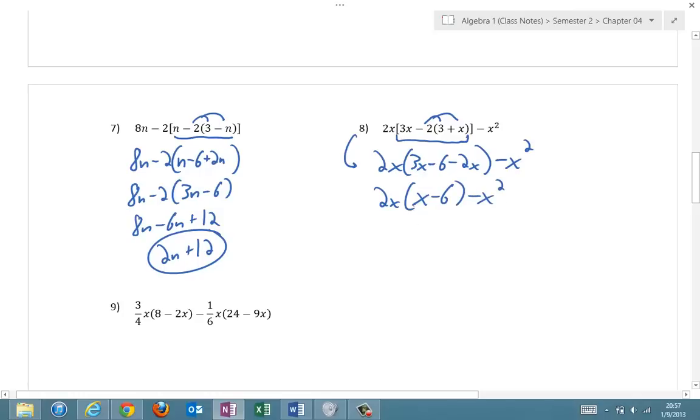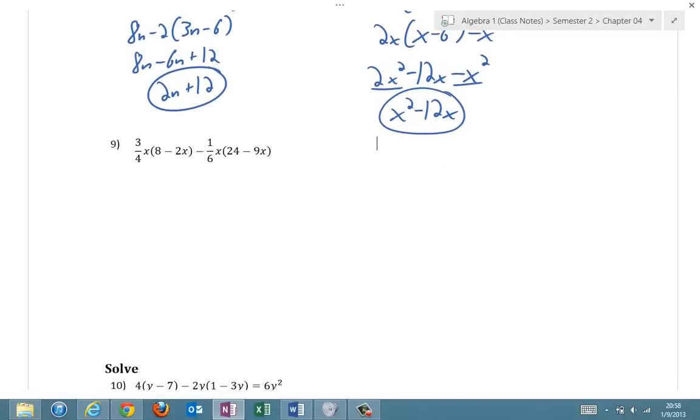Now we're going to distribute the 2x squared minus 12x, then minus another x squared. Like terms get added. 2x squared minus x squared gives us an x squared. Still have the minus 12x, and now we're done.